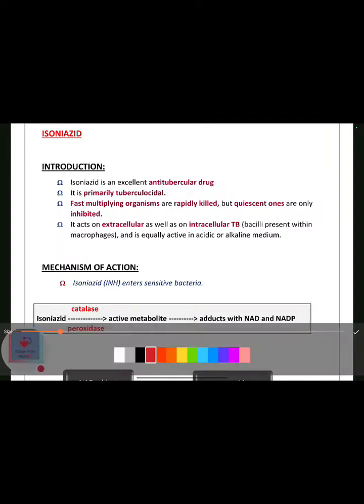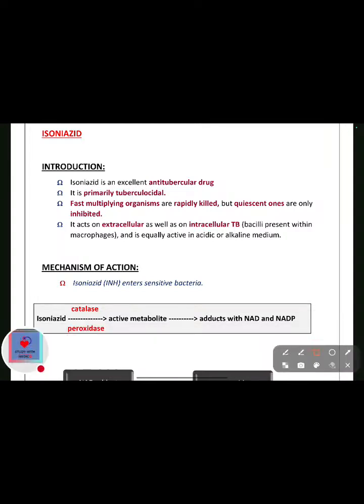It acts on the fast multiplying bacteria. Fast multiplying organisms are rapidly killed, and the quiescent ones, which are present as spores, are only inhibited. It acts on extracellular bacteria as well as on the intracellular bacteria.